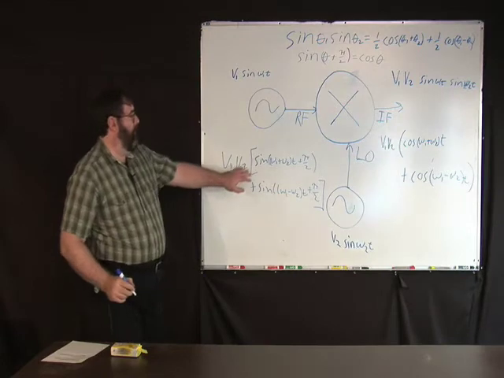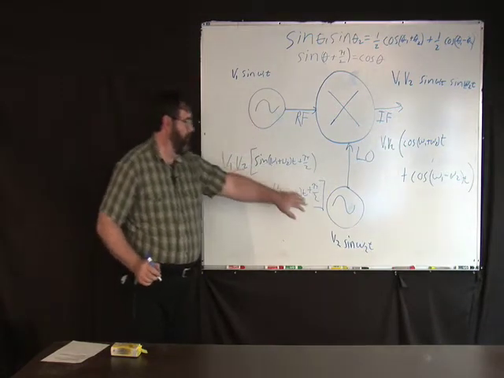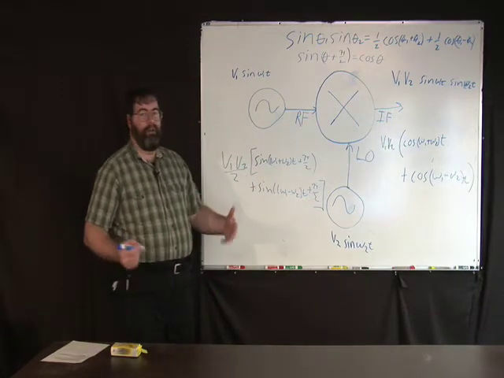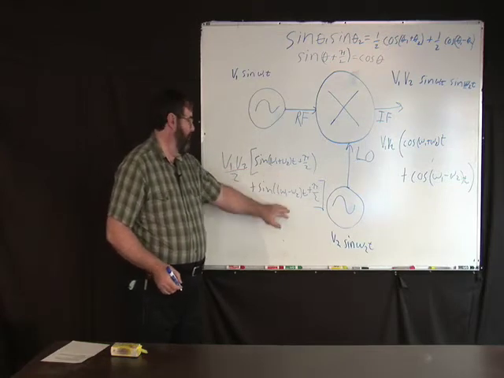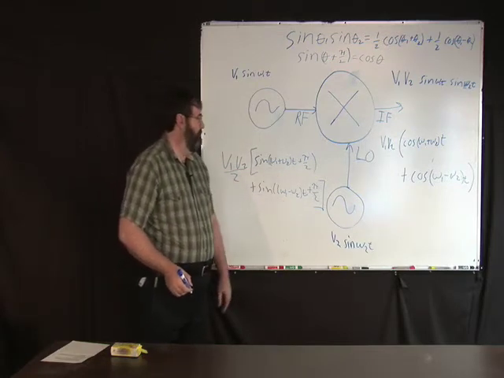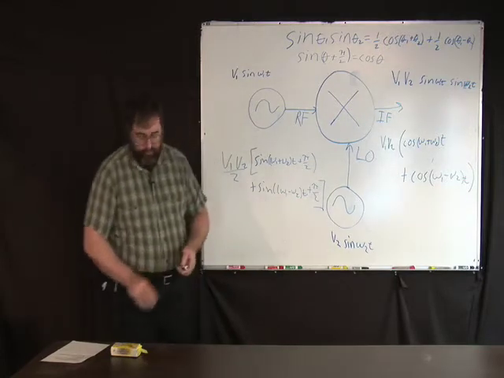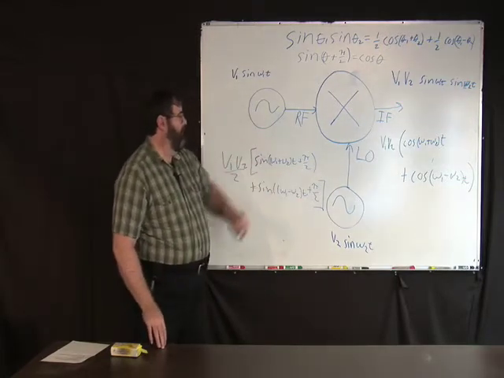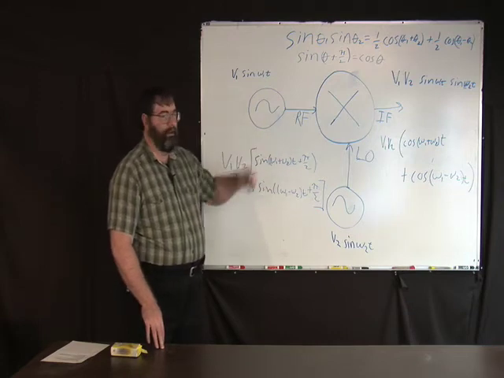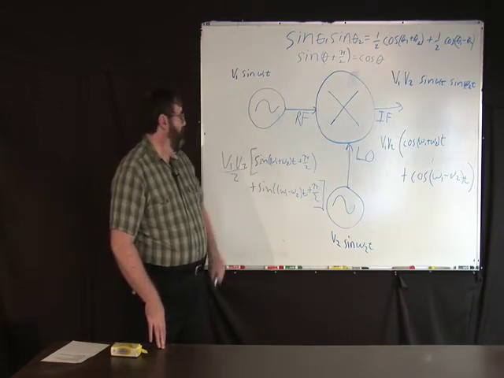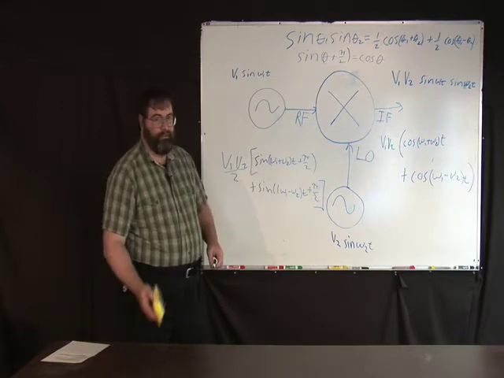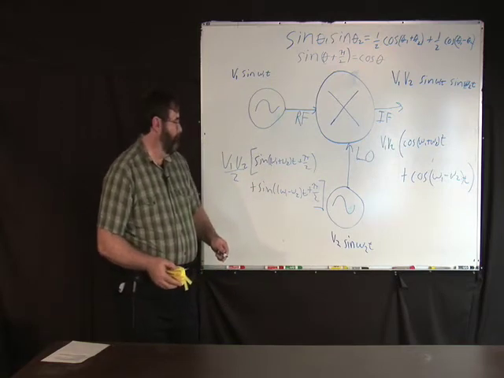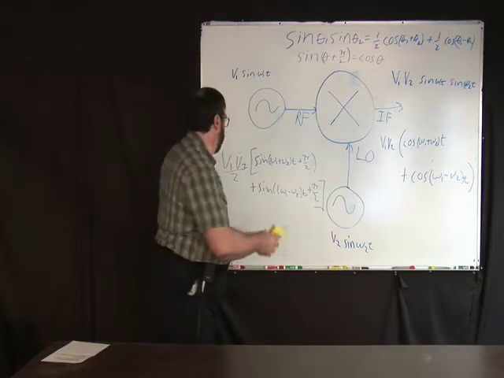So what comes out of the mixer, you've got two frequencies going in, and what comes out are two sinusoids, one at the sum of the frequencies and one at the difference of the frequencies. So if these were the same frequency, you'd get a DC component and something that was twice the frequency, for instance. You could use this to double the frequency. So both these signals are in the output.